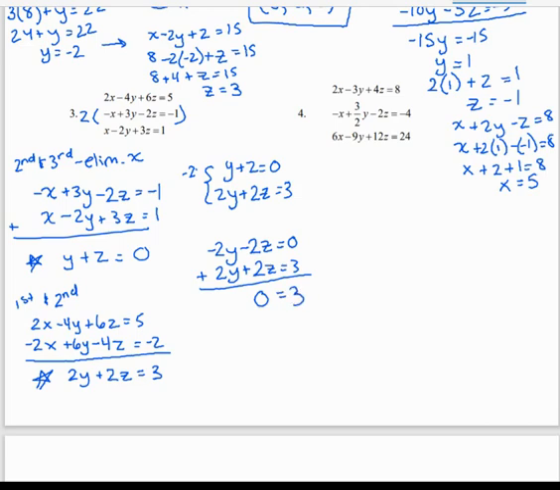What just happened here? My variables canceled, and I'm left with a false statement. If I'm left with a false statement, what does that tell me? That tells me that there will be no solution.